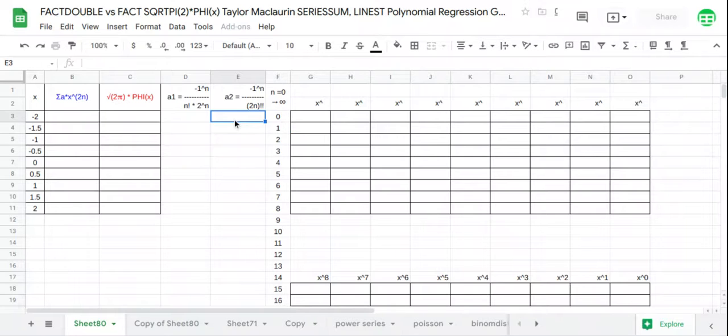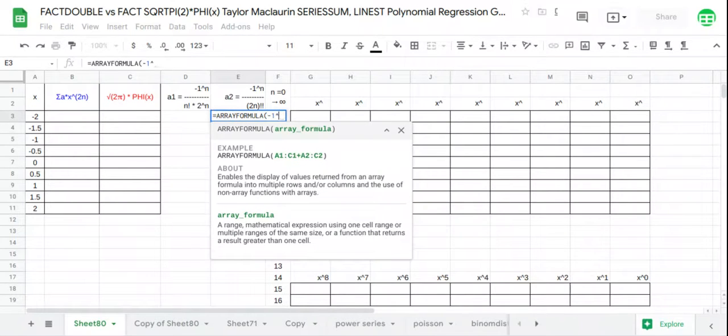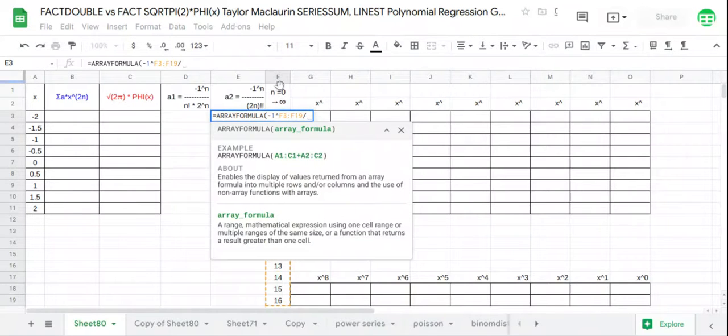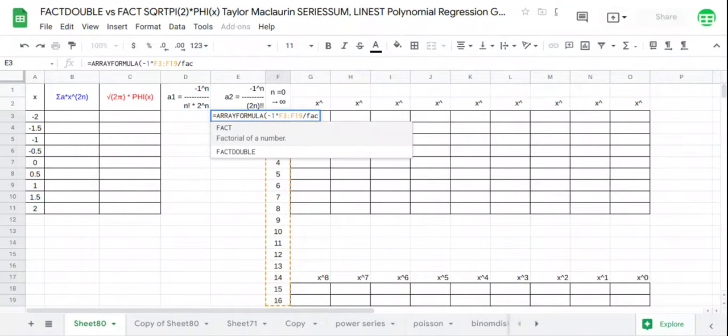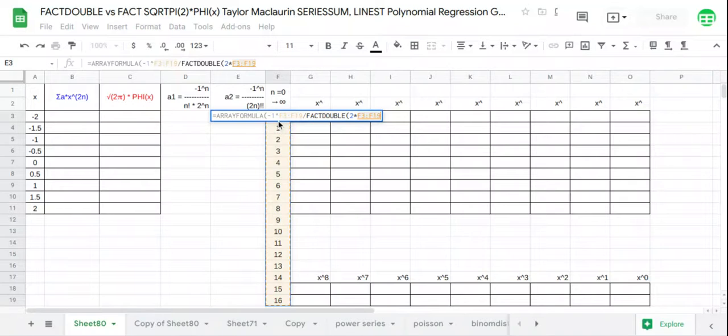We continue with the double factorial. So our formula is minus 1 raised to the power n divided by, that's double factorial, so fact double, 2 times n. And enter.